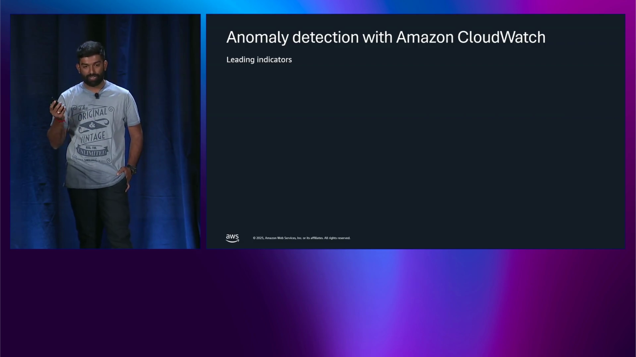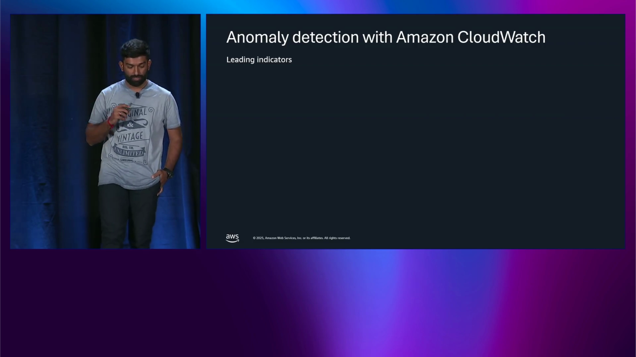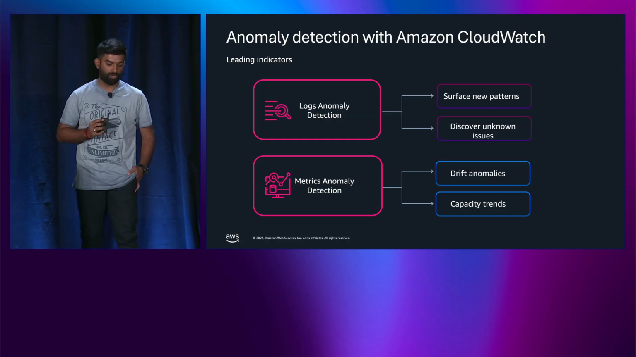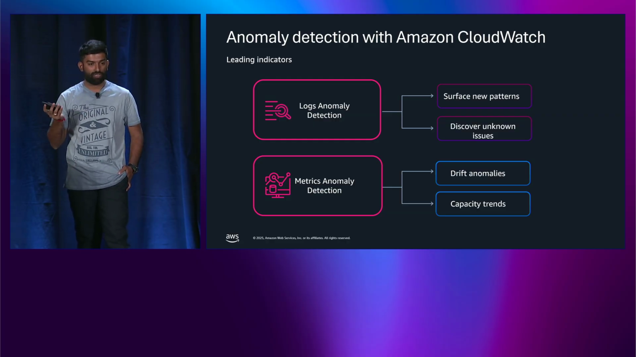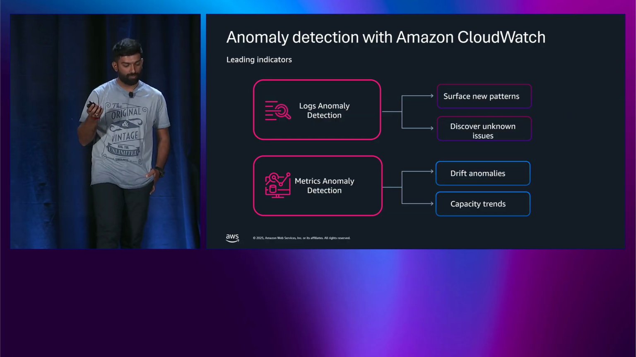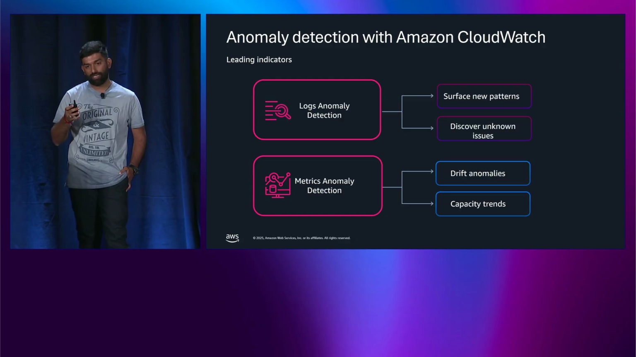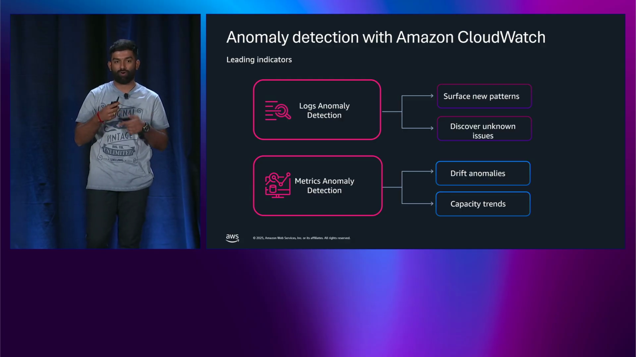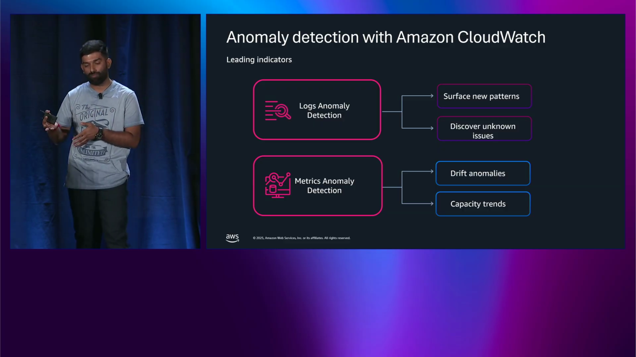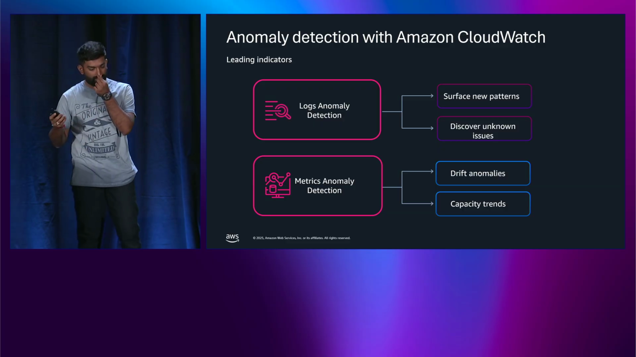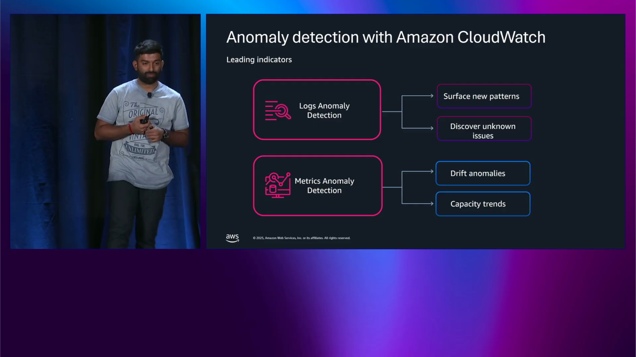So we'll start with detecting leading indicators using anomaly detection, right, using machine learning algorithms. The first feature we have is logs anomaly detection. It allows you to surface any anomalies within your application logs. Once you enable it, it's always on, and it keeps scanning your logs to surface any new anomalies within them, right? The second feature that we want to talk about is metric anomaly detection, right?